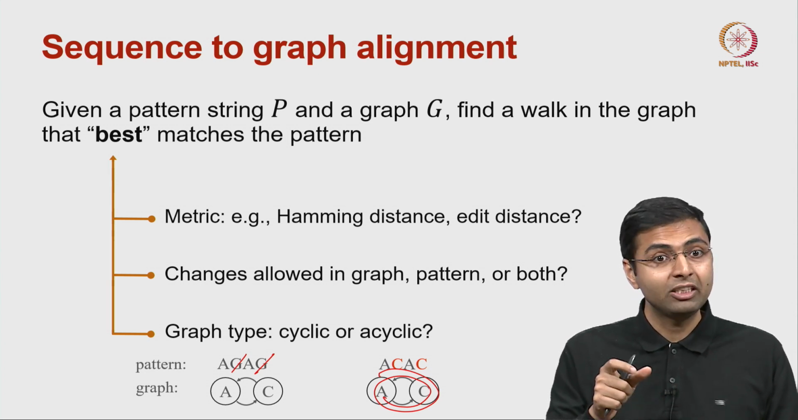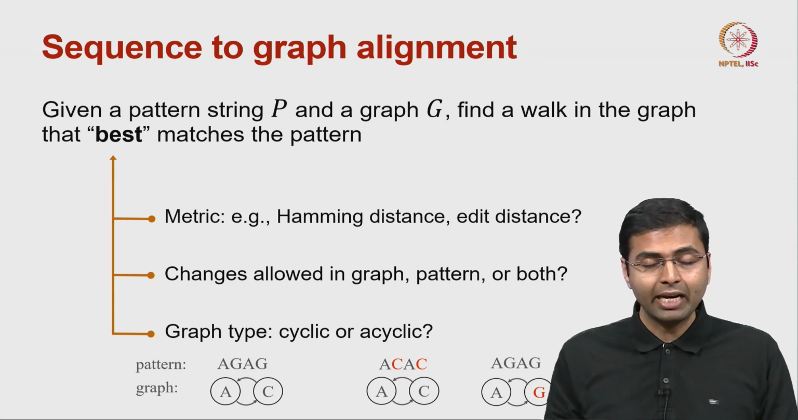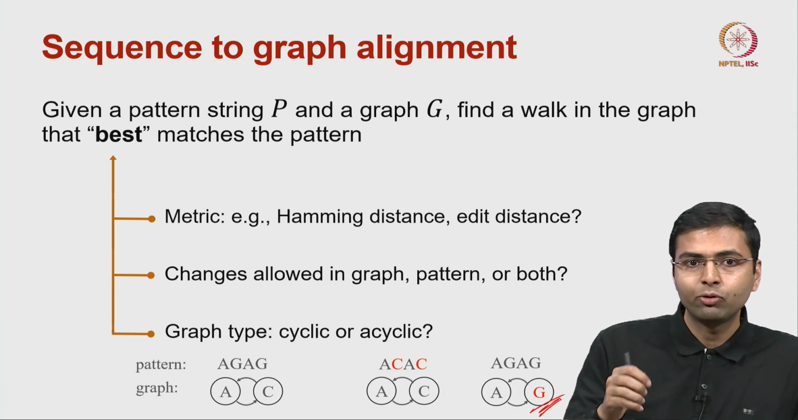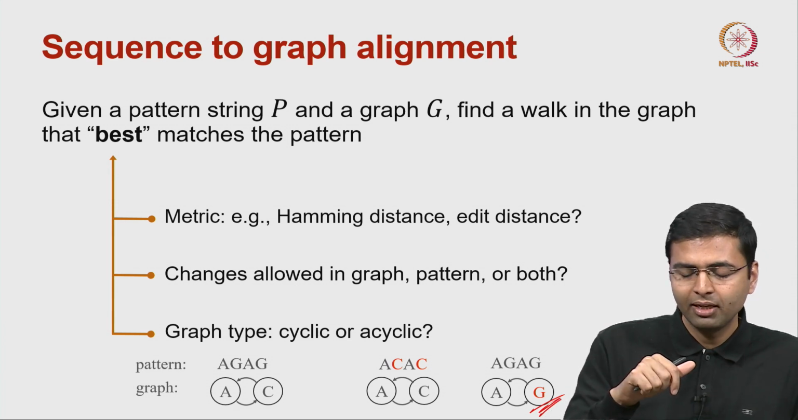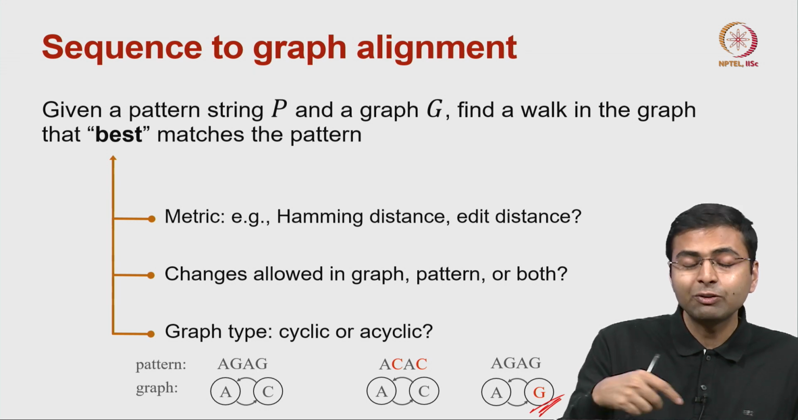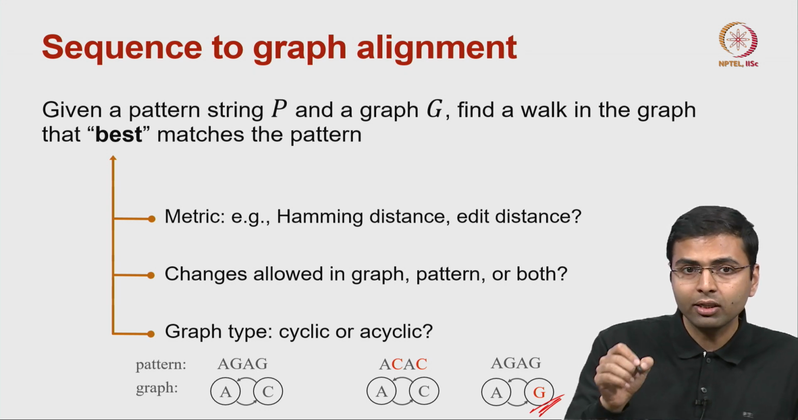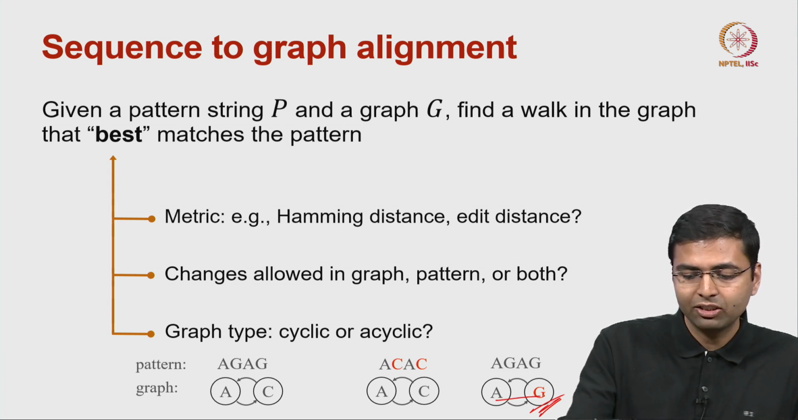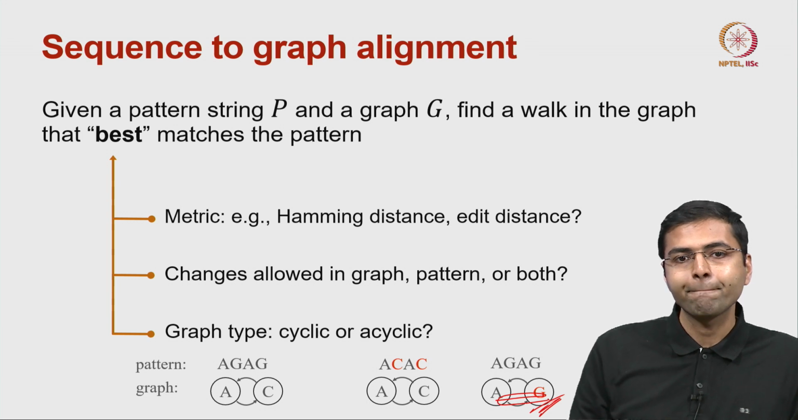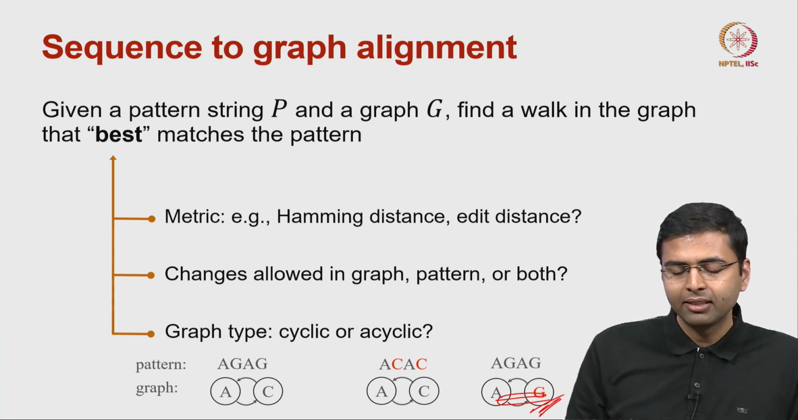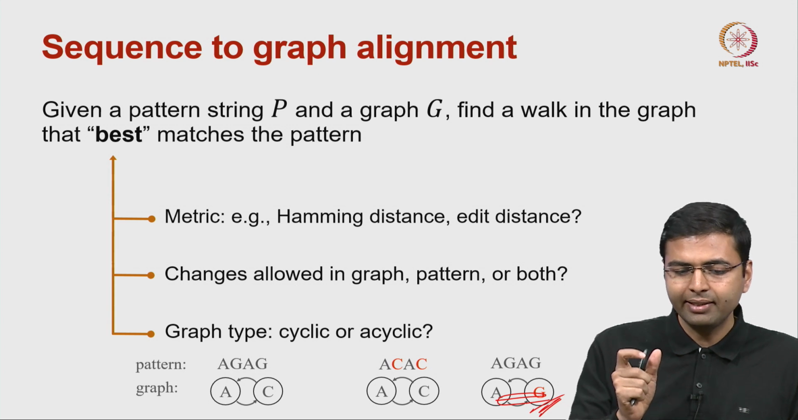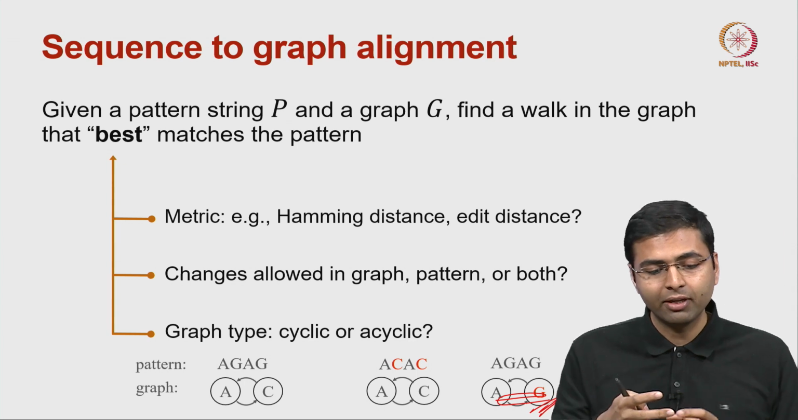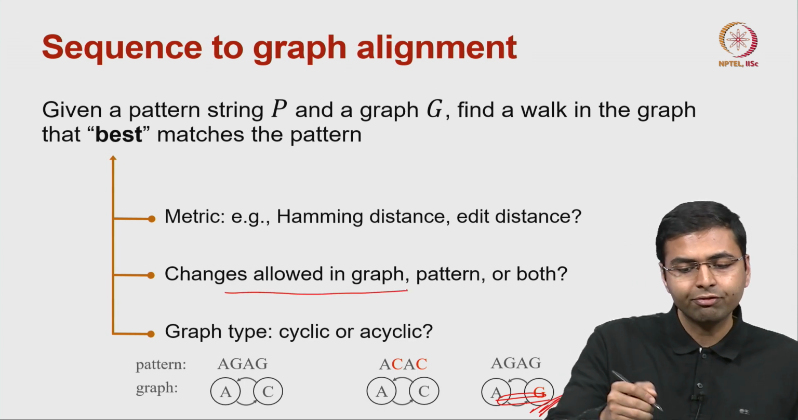However, if you allow me to change the graph as well, then I can make a single change in the graph here. I can convert the vertex C to vertex G, and then with just a single change I can find a walk in the graph that spells exactly the pattern, that is A G A G. So this illustrates a technical detail: the problem definition will differ depending on whether we are allowing changes in the graph, pattern or both.